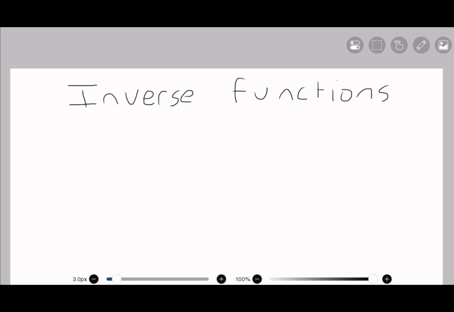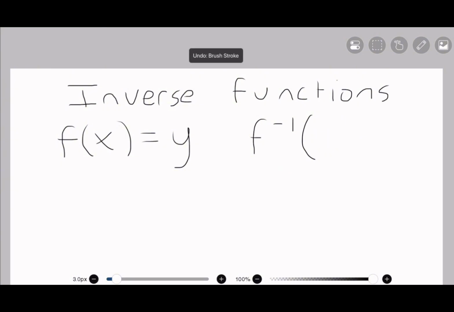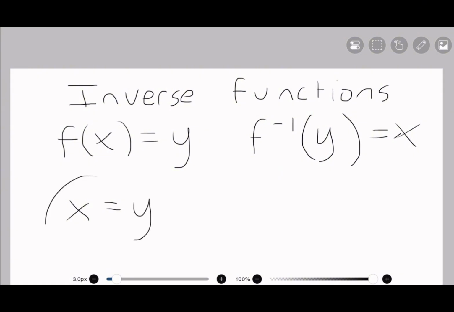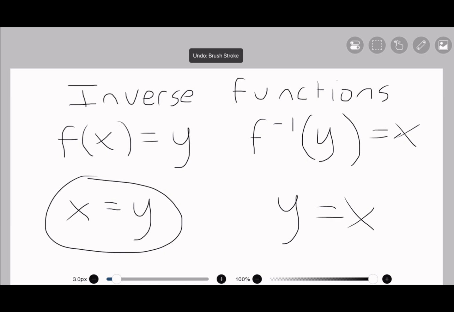So the basic concept of inverse functions is if you have your function f of x equaling y, the inverse function, which is written like this, is going to be basically like this. You're just switching your x, your original function, you're switching the order. That is the basic concept of inverse functions.